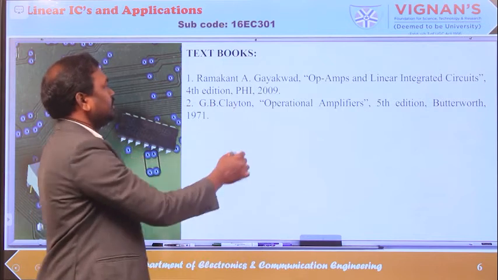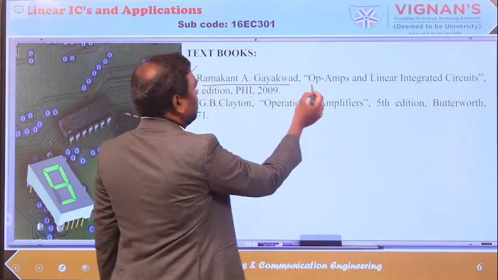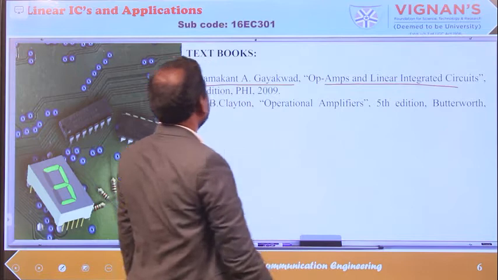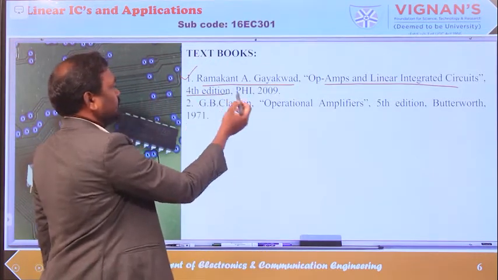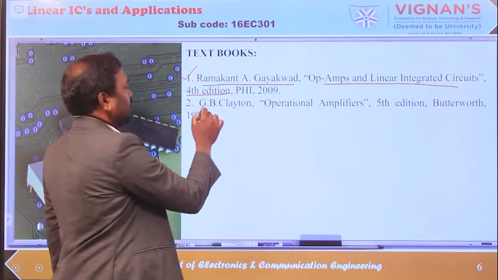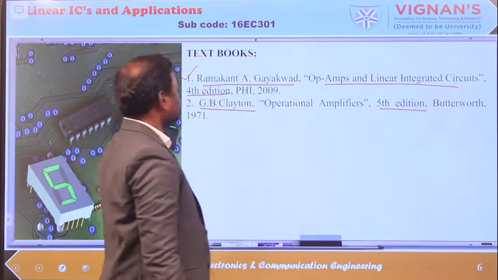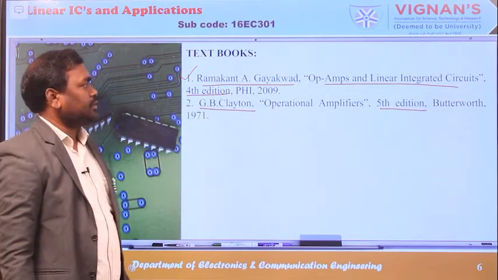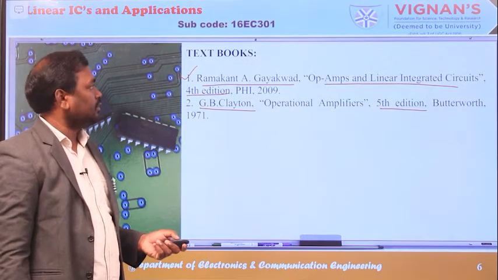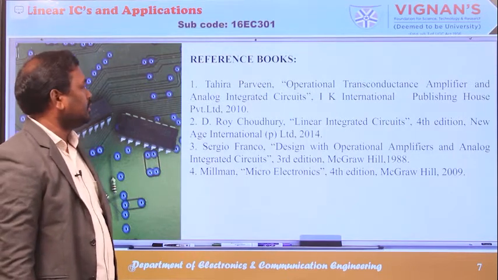Next is the textbooks for this subject. So the first one is Ramakant Gaikwad, Op-Amps and Linear Integrated Circuits, 4th edition. And the second book is Clayton, Operational Amplifier, 5th edition. So these two are the textbooks, and these are the references.